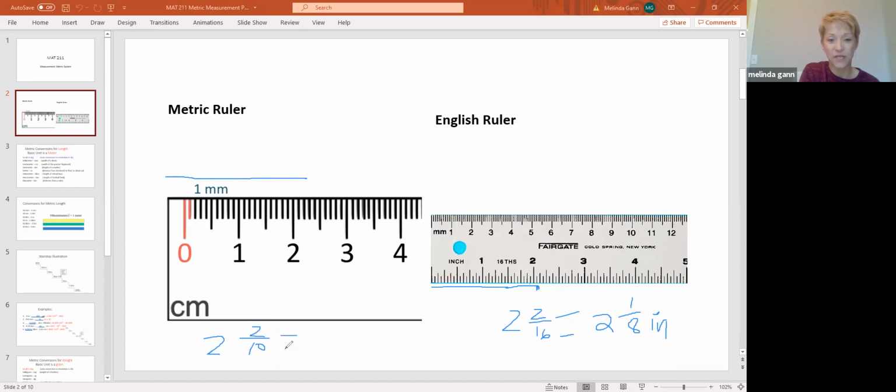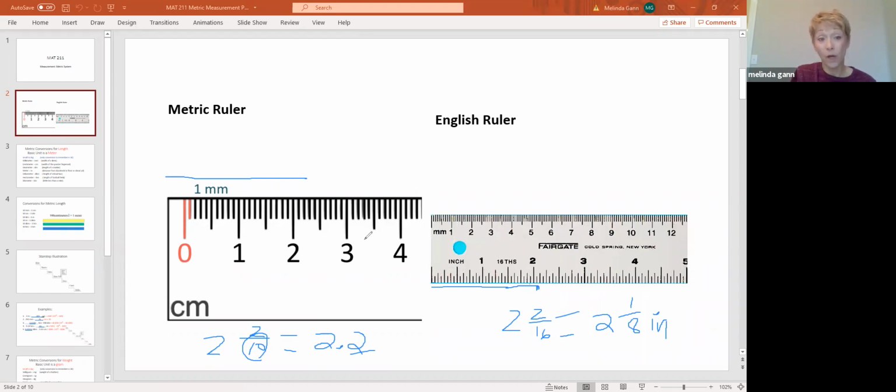But look why this is so much nicer. How do you write 2 2/10 as a decimal? Remember? So on a metric system, if it's tick marks past, it really is point and that many tick marks. Because see, this denominator is this place value. But see, this is not 2.2 on an English ruler because this denominator is not a 10. So the English system is much harder to work with than the metric system.